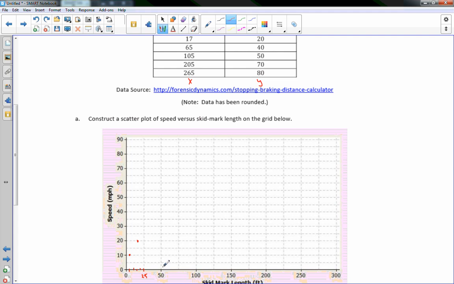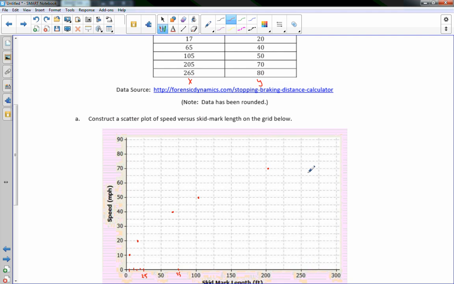And then finally we're going over here, 65. Well, this is 75, so it'd be about here, and 65 is 40 miles per hour, so that's right here. Okay, and then 105 feet is 50, so just over 100 is 50, so right about here. Okay, 205 feet is 70. So 200's here, 70's here, 205 is here.